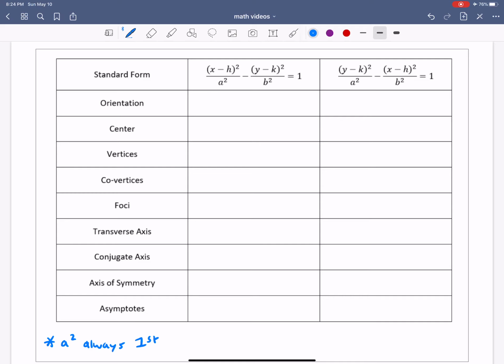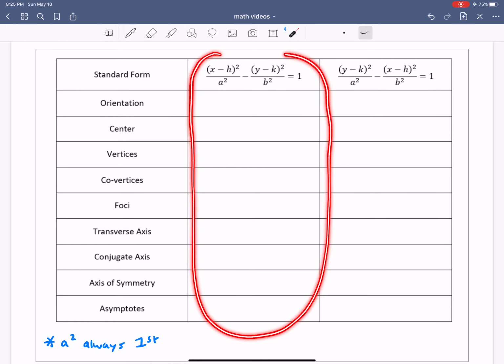Pay attention, listen, open your ears. For a hyperbola, a squared always comes first. For an ellipse, 9-4, what we did last lesson, a squared is always the denominator that is the largest. So for the hyperbola today, 9-5, a squared always comes first no matter what. So you're going to have some scenarios where a squared is smaller than b squared, and that is totally fine.